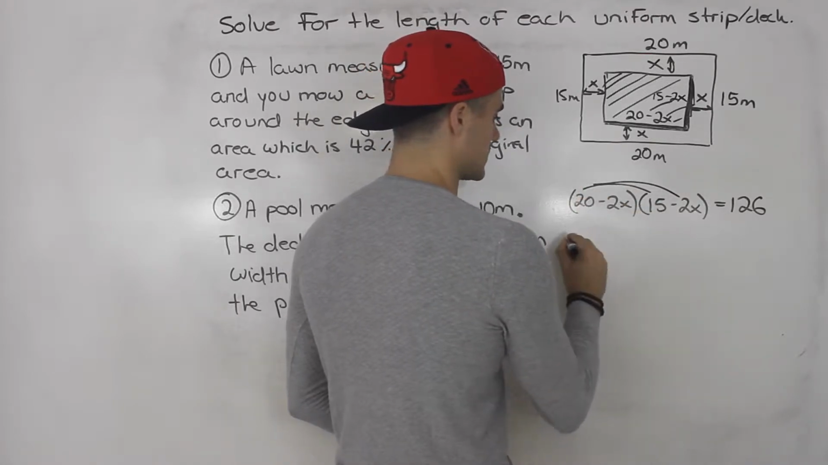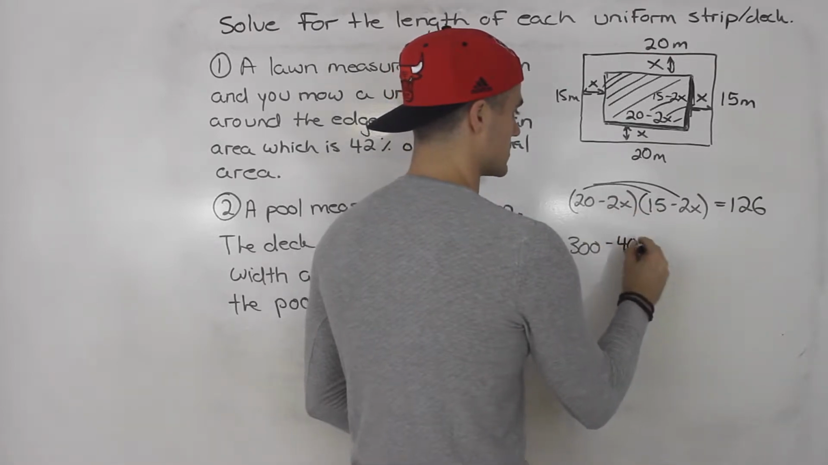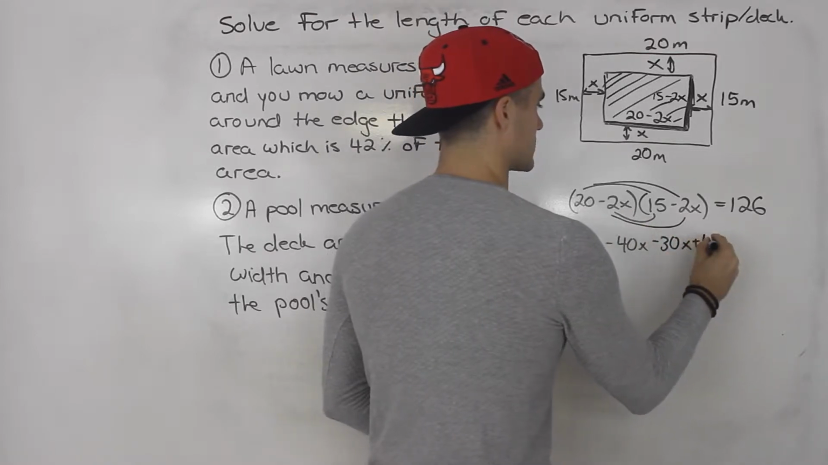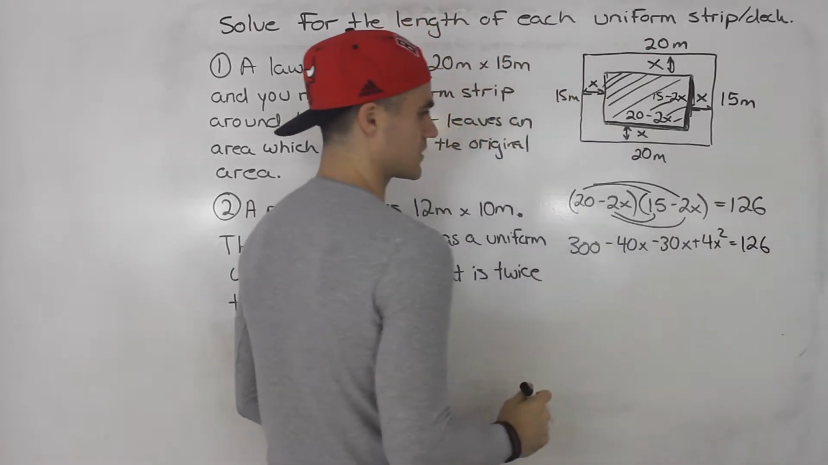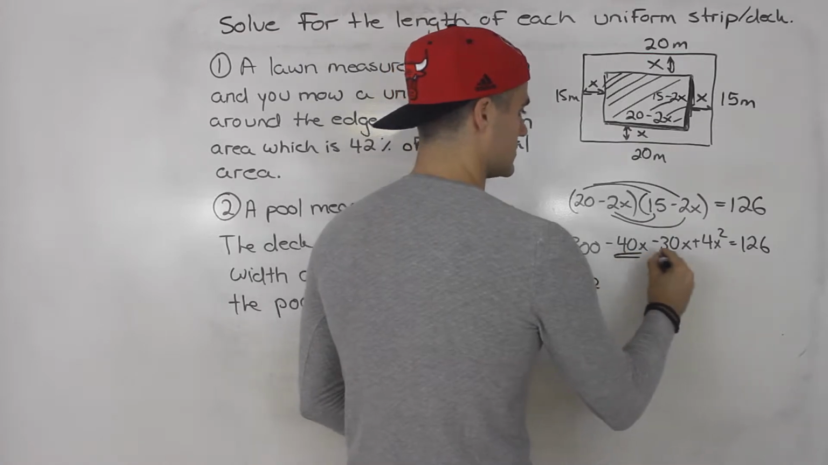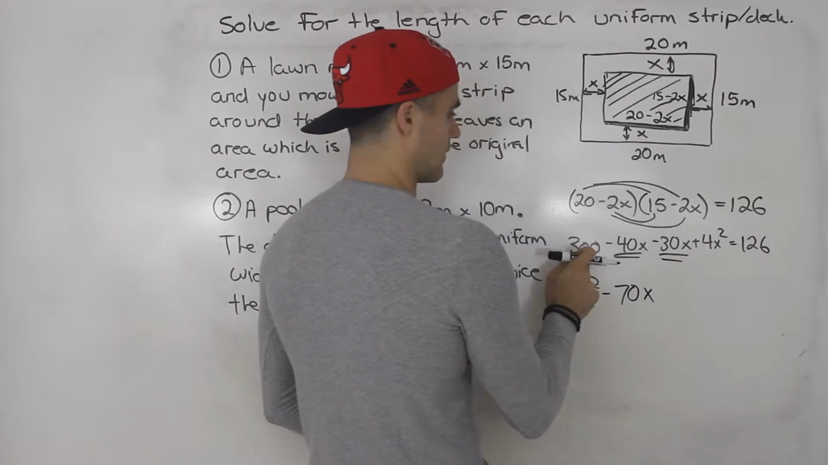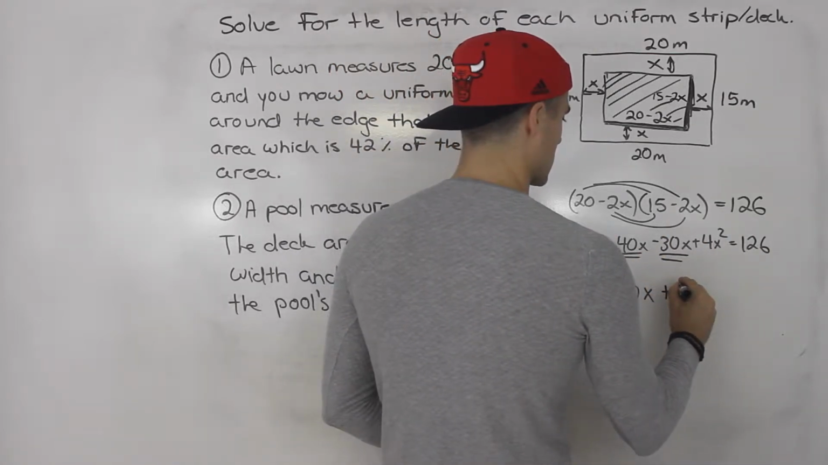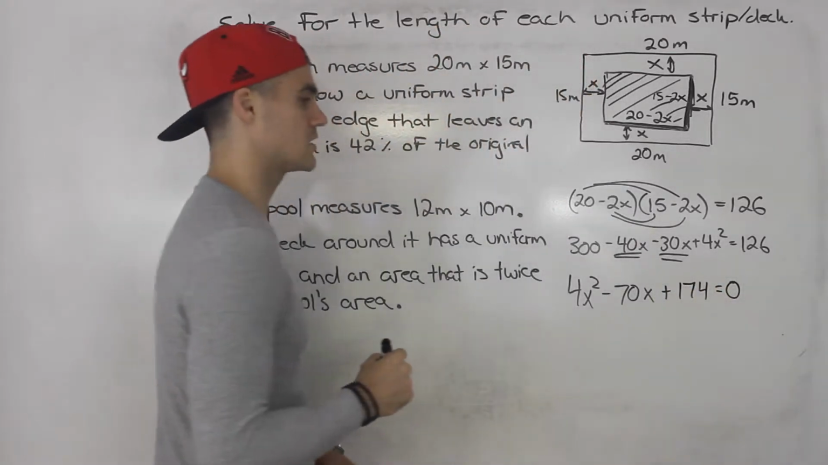So 20 times 15 gives us 300. 20 times negative 2x is minus 40x. This is negative 30x. And that is 4x squared. That's equal to 126. Let's bring the 126 over. So the 4x squared would go in front. These two are like terms, so that would be minus 70x. And then 300 minus 126, that gives us positive 174. And that has to equal 0.